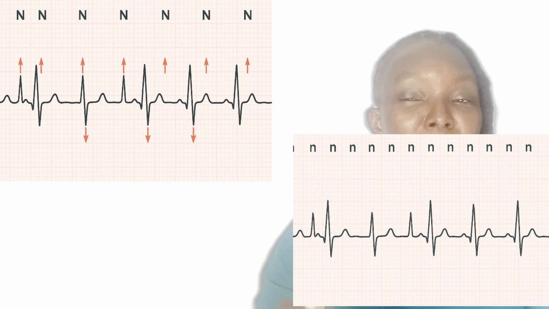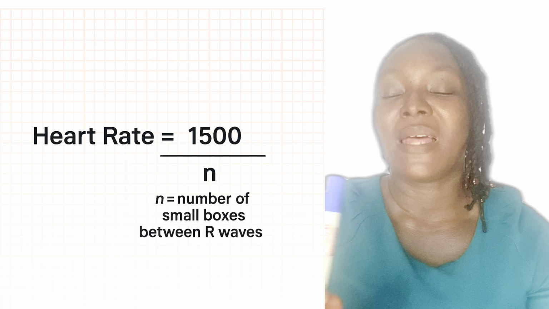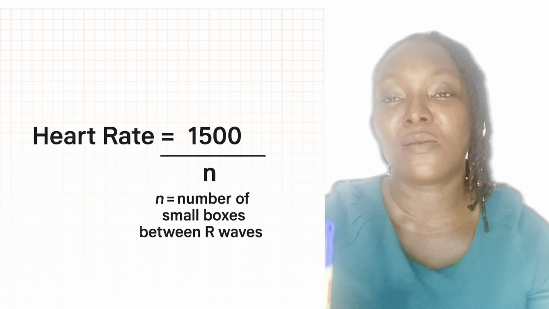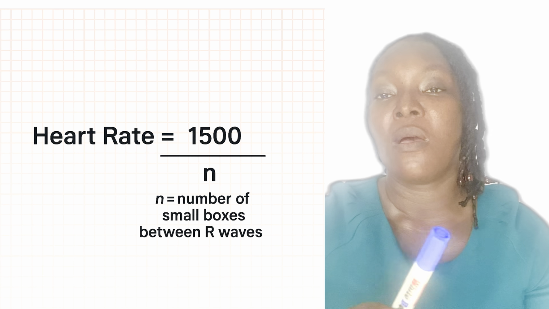Remember when we talk about small boxes and big boxes, you can actually refer to that video and then understand it better if it's your first time. And then we also have 1500 divided by small n, where our small n is our small boxes.